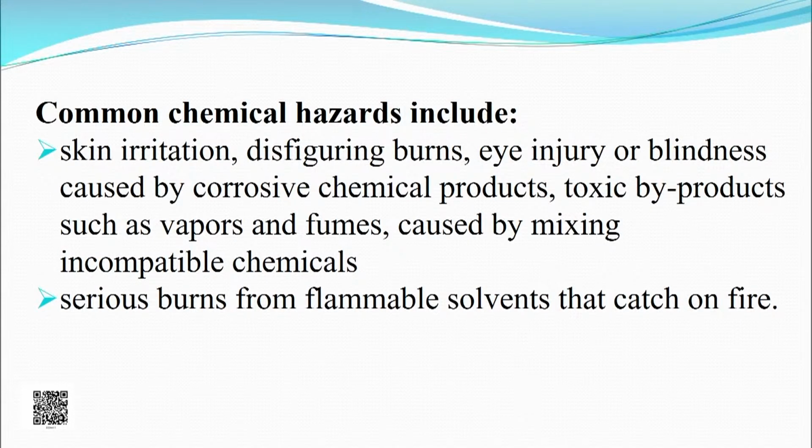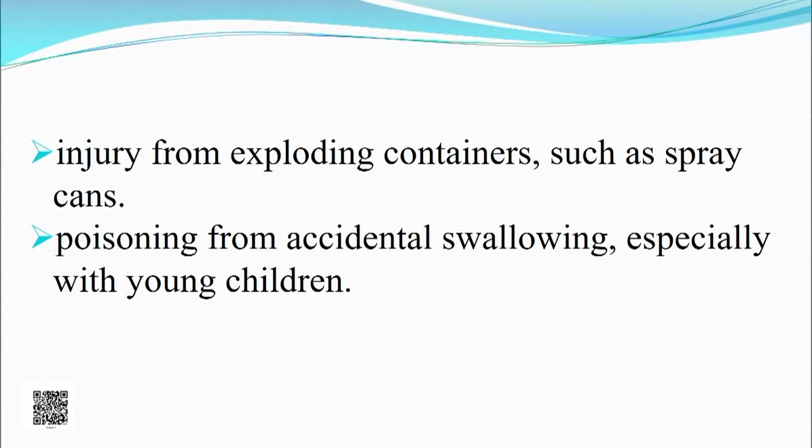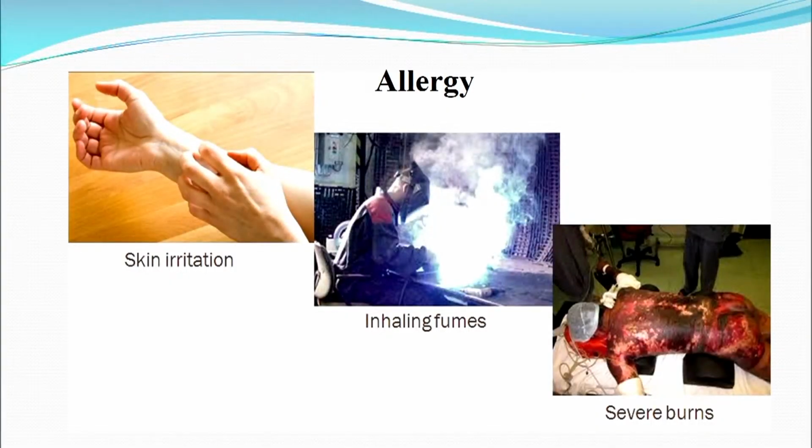toxic byproducts like vapors and fumes caused by mixing incompatible chemicals, serious burns from flammable solvents that can catch on fire, injuries from exploding containers such as spray cans, poisoning from accidental swallowing, especially with young children. Now we talk about allergies, skin irritation, inhaling fumes, and severe burns. There are other hazards too. So we have talked about fertilizers, pesticides, chemicals, and heavy metals as environmental hazards.